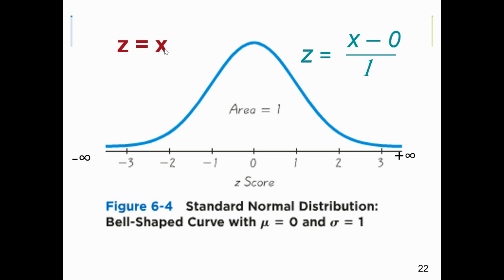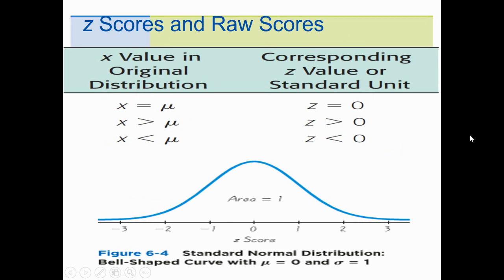That simply means when I have a standard normal, there's no standardization needed. My z and my x score are one and the same, because the mean is 0 and the standard deviation is 1, which makes life a lot easier. Notice here I have negative infinity to the left and positive infinity to the right. When your x score is equal to your mean, your z score is 0. If your x score is to the right of the mean, your z score is going to be positive. If your x score is to the left of the mean, your z score is going to be negative. To the left of 0, negative. To the right of 0, positive.